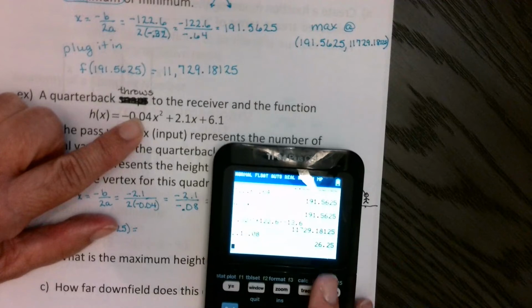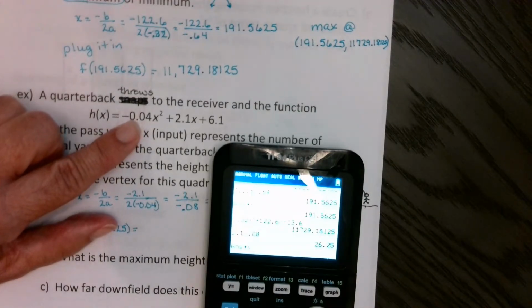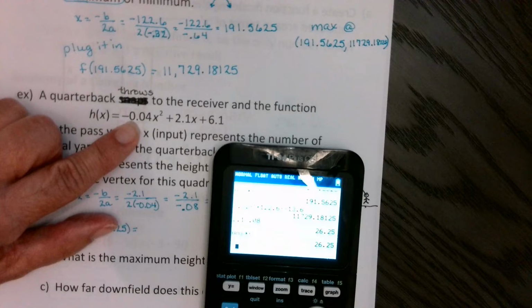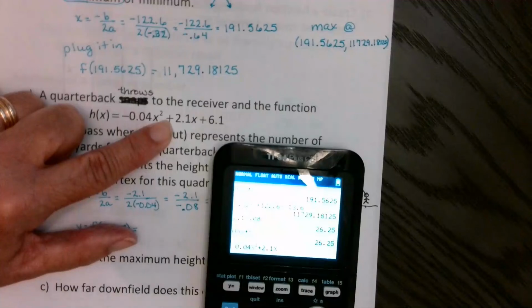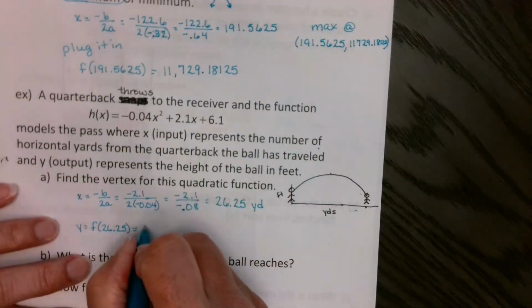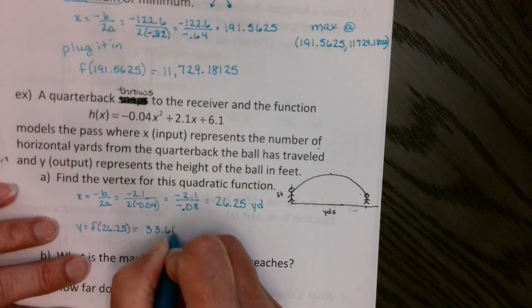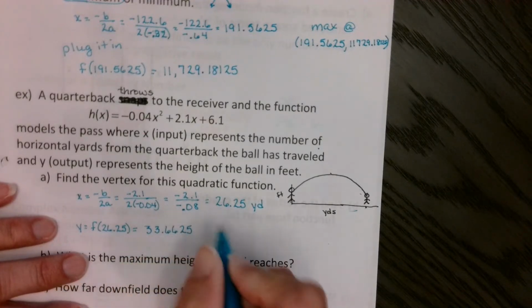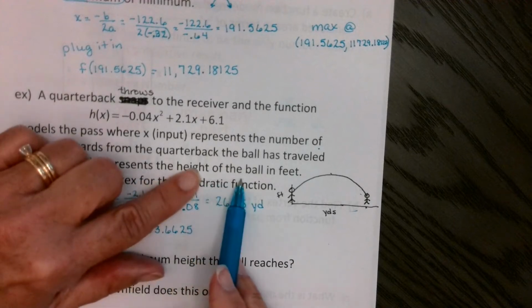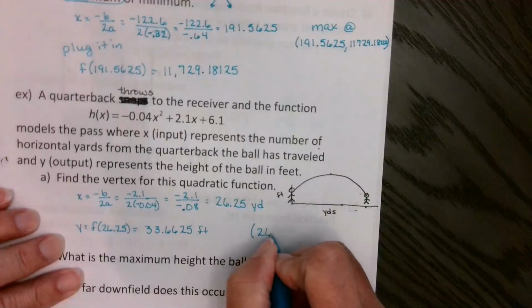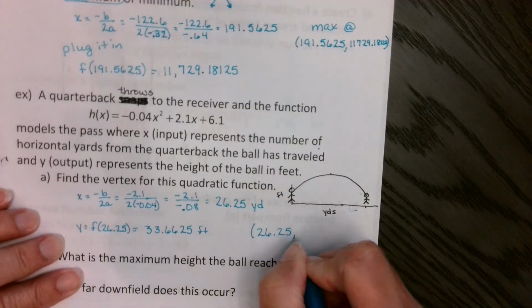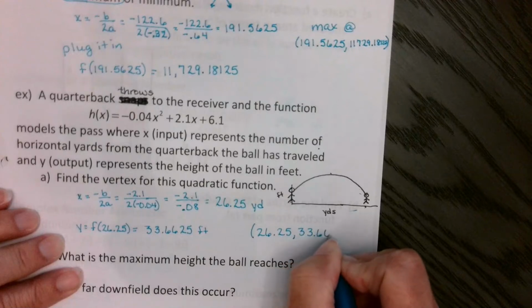So I already have it in my calculator. I'm going to store it under x, and then I'm going to say negative 0.04 x squared plus 2.1 x plus 6.1. And it comes up to be this number here, 33.6625. That is my y. It represents the height of the ball in feet. So my vertex is at 26.25, 33.6625.